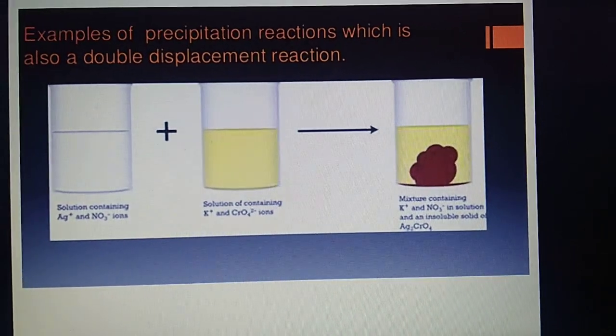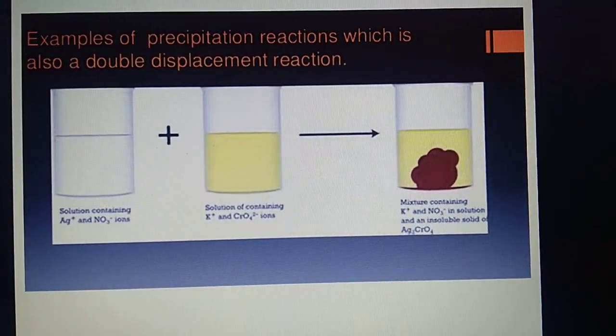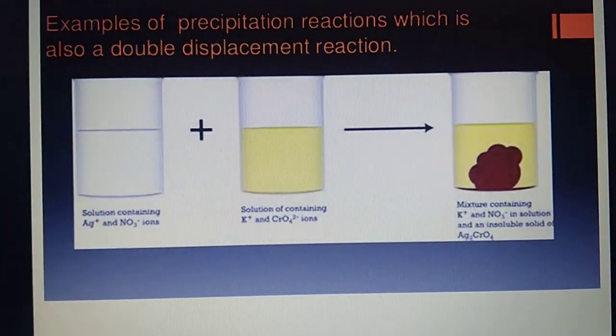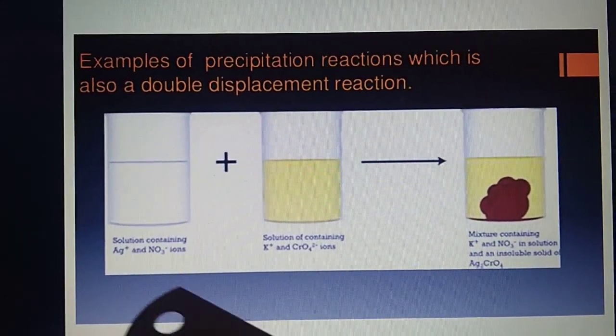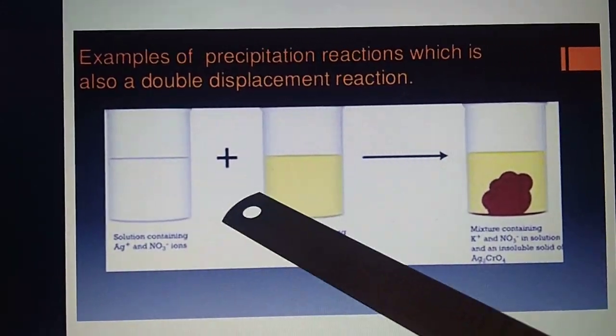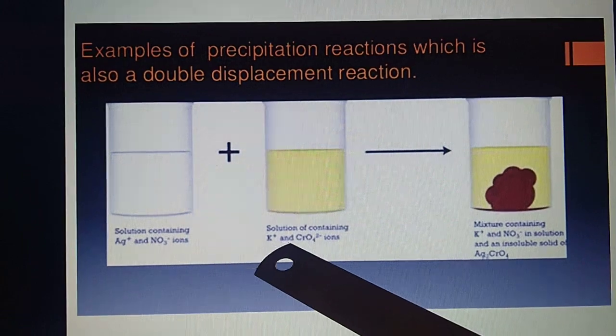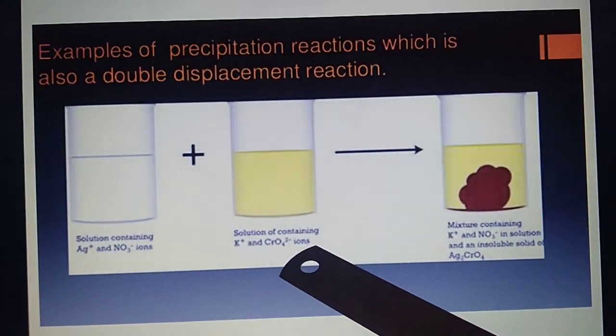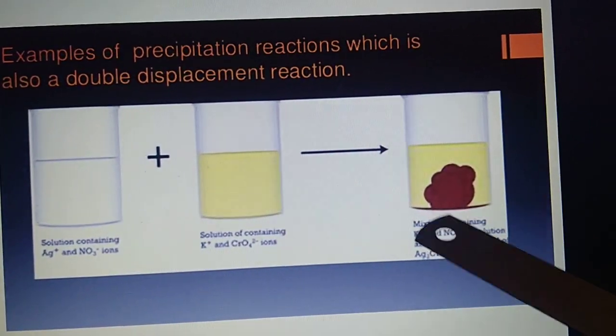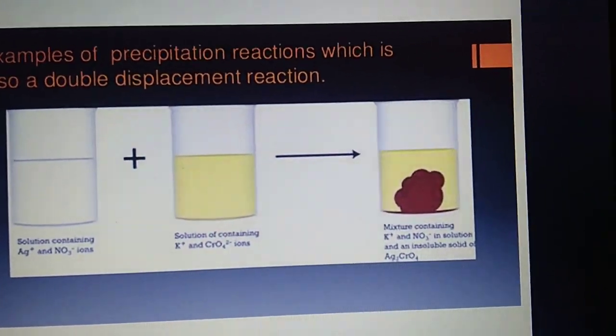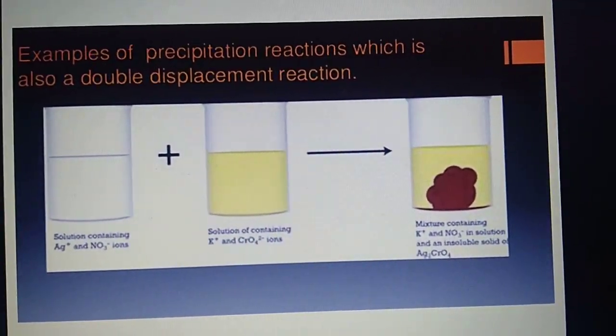Here are examples of precipitation reactions, which are also called double displacement reactions. You can see that Ag+ and NO3- ions plus a solution of K+ and CrO4 2- ions give a mixture of both. So this is an example of a precipitation reaction.